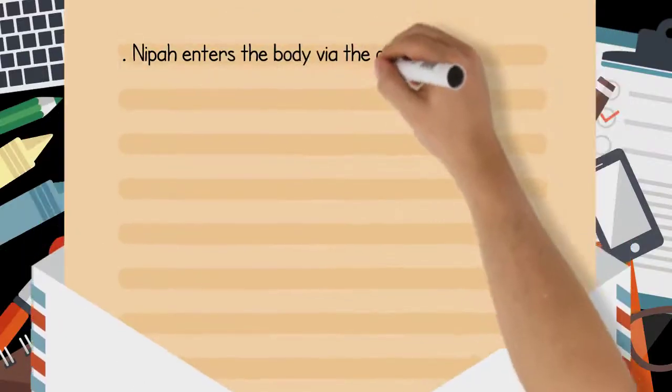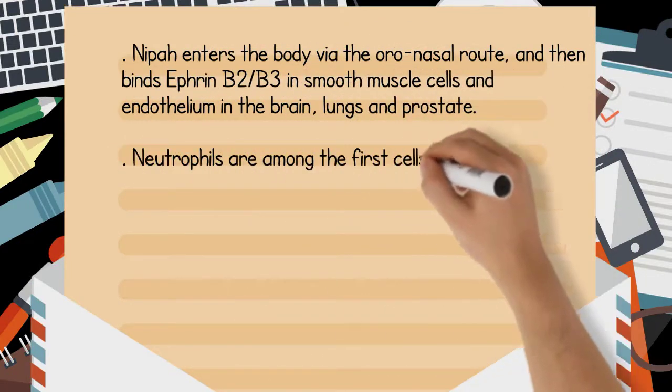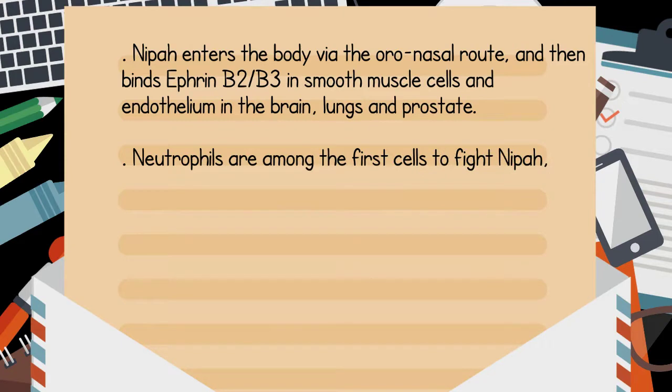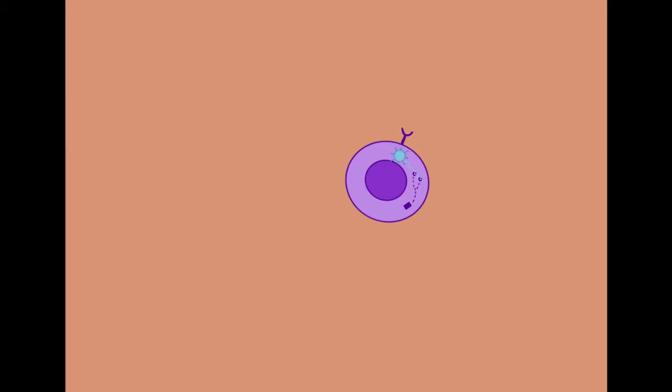The Nipah virus enters the body through the oronasal route, and then its G protein binds to a receptor called ephrin B2 or ephrin B3, which is expressed on smooth muscle cells and endothelium in the brain, lungs, and prostate. Cellular helicases recognize viral genomic RNA and activate the type 1 interferon response in antiviral genes. The type 1 interferons, IFN alpha and IFN beta, induce an antiviral state. They do so by inhibiting protein translation, degrading RNA, and inhibiting viral transcription and assembly.